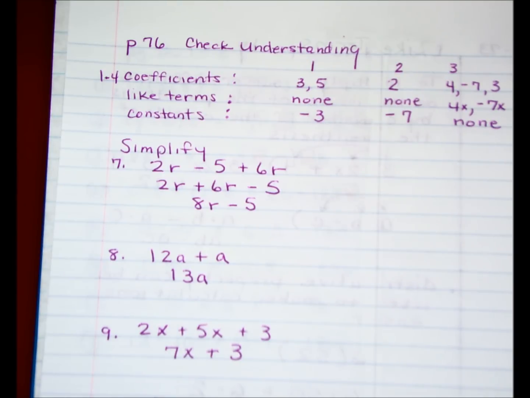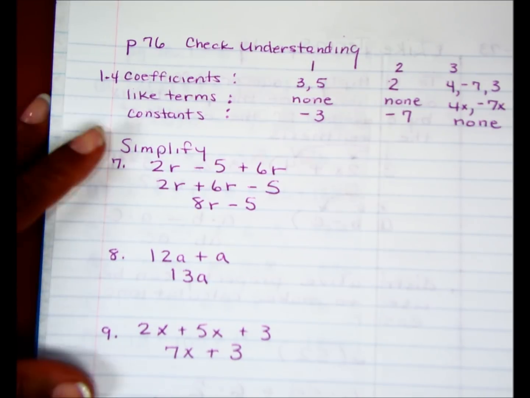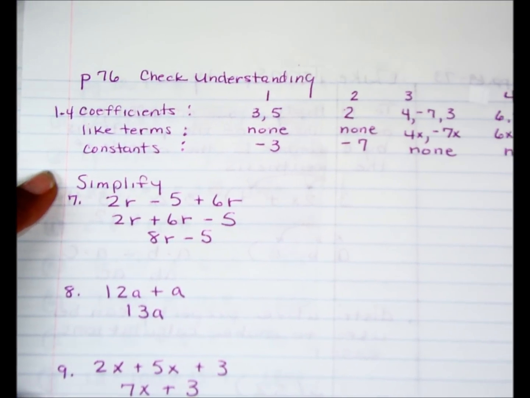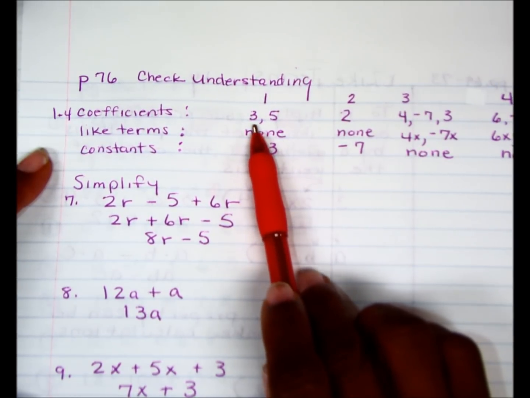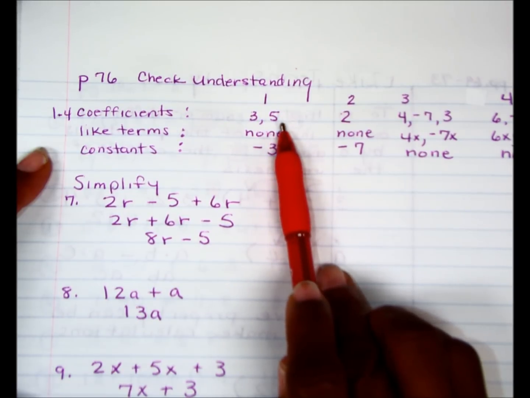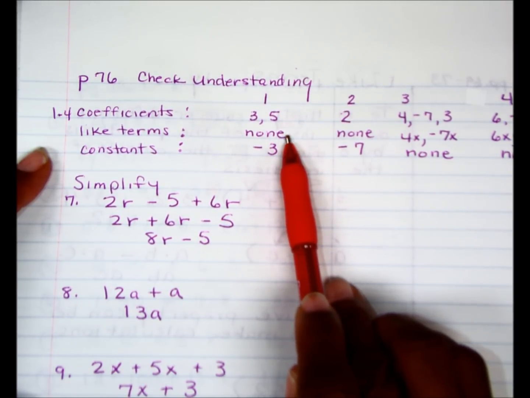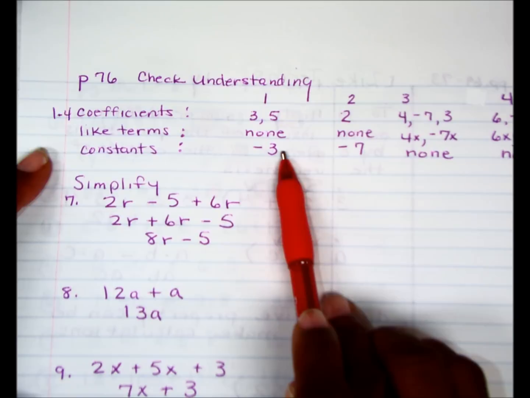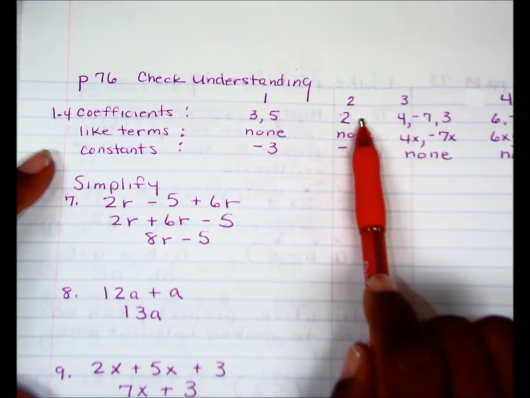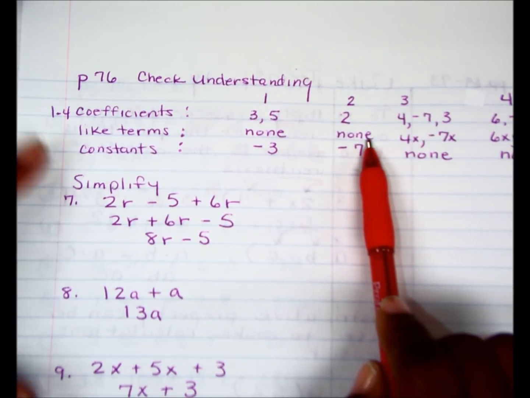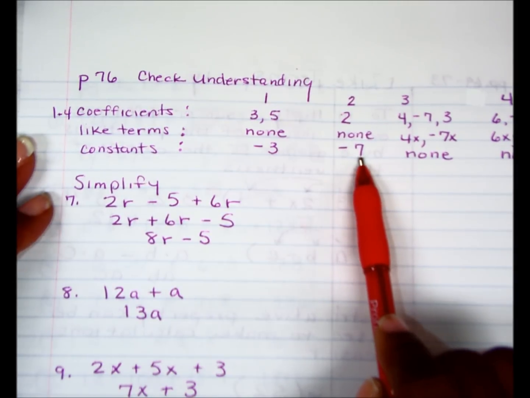In the first section, it asks you to name the coefficients, any like terms, and any constants. And this is a good review for you. So in number 1, the coefficients were 3 and 5. There were no like terms, and -3 was the constant. In number 2, the coefficient was 2. There were no like terms, and the constant was -7.